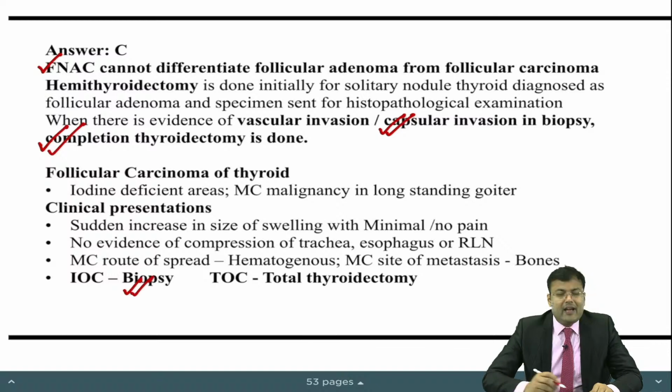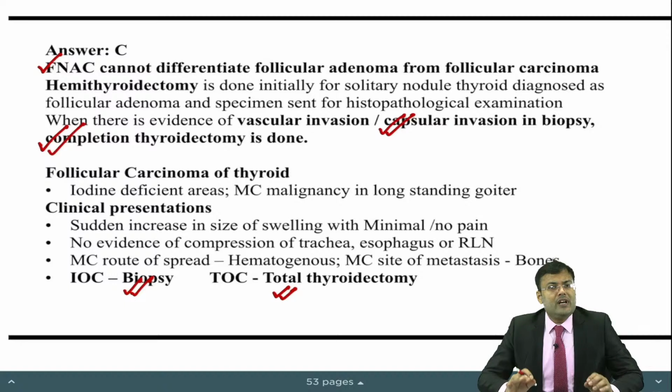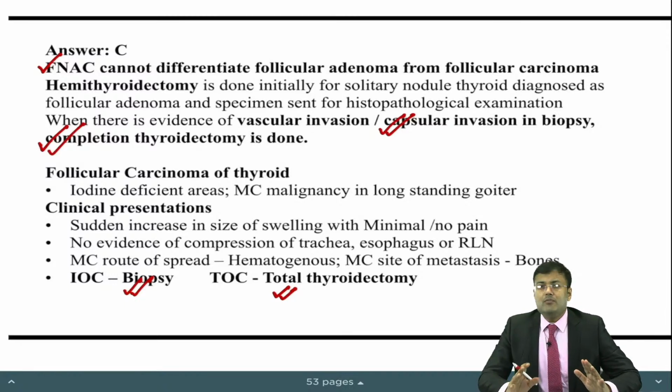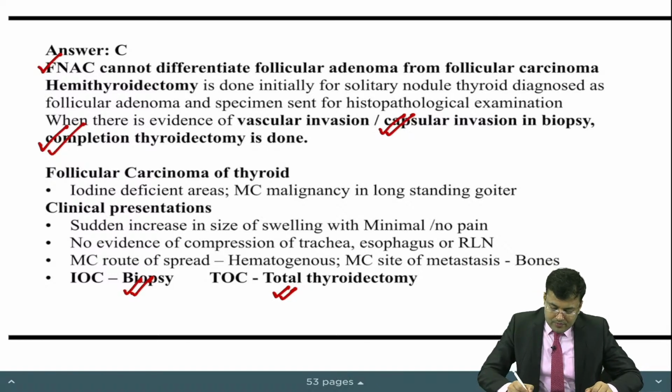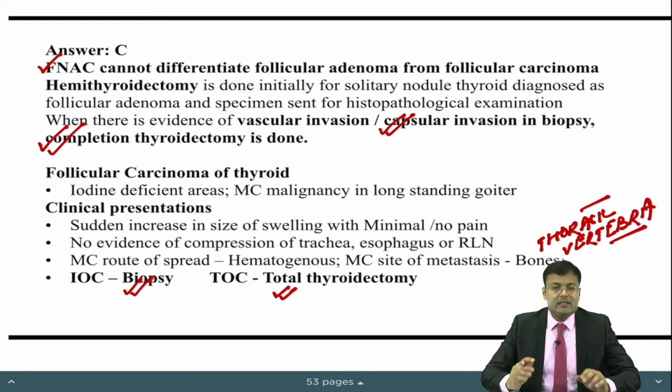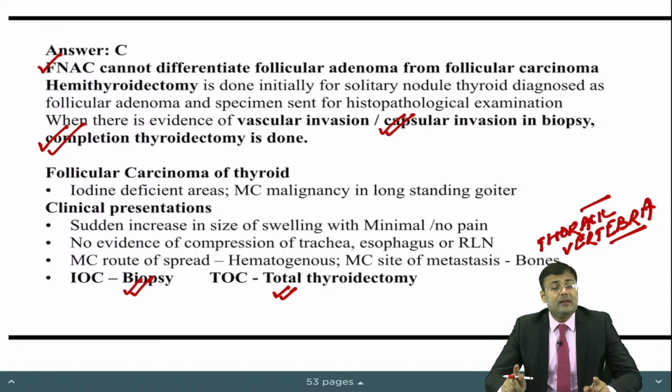So in general, how are you going to make the diagnosis of follicular carcinoma? Biopsy. And what is the treatment of choice? Total thyroidectomy. There is only hematogenous spread. Most common site of metastasis is bone. Which bone? Thoracic vertebra. Clear? Since there is only hematogenous spread, there is no lymphatic spread, that's why total thyroidectomy is sufficient.